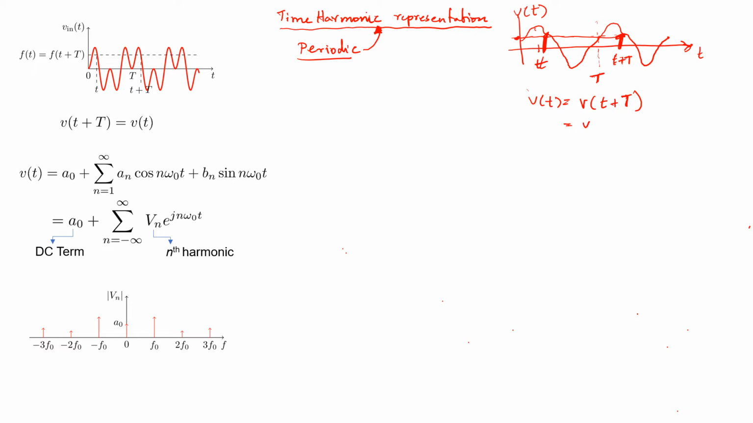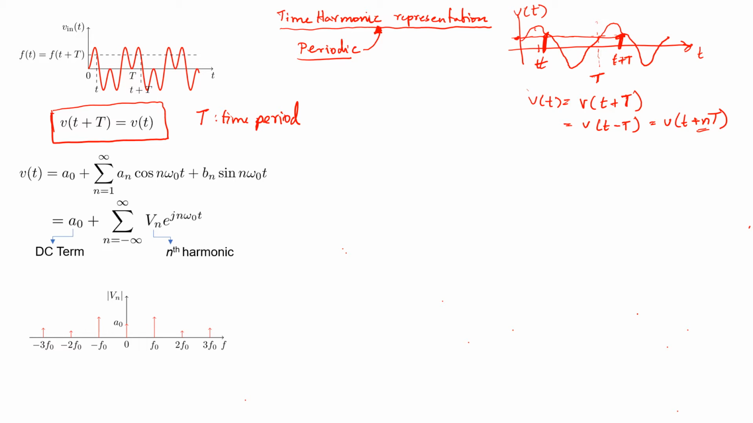Not only that, v of t is going to be equal to v of t minus T, and in general this is going to be equal to v of t plus nT, where n is some integer, as long as n is some integer. So in general we can define a periodic signal to be having a time period of capital T, and that is going to be v of t plus capital T is equal to v of t.